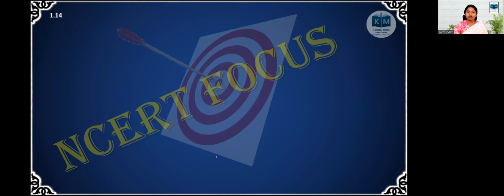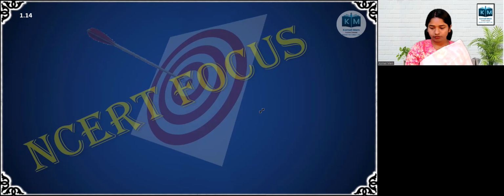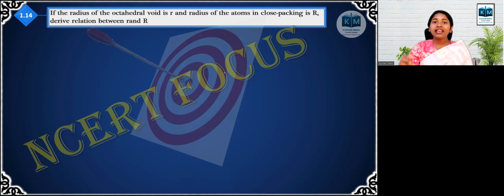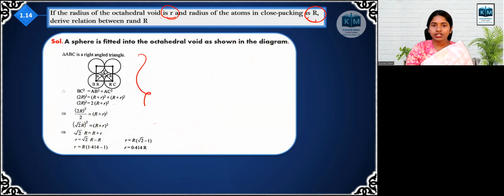Instead of the typical process, I will teach you shortcut methods so that you get full confidence and you will be able to solve the questions. Let us see 1.14. If the radius of octahedral void is r, the radius of atom is capital R. They were asking us to find the relation between small r and capital R. See, this is the solution.